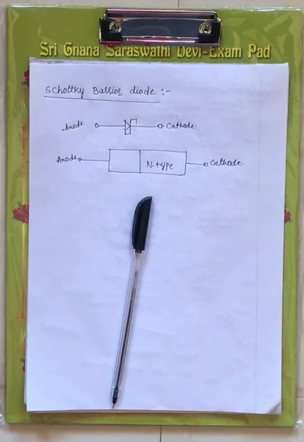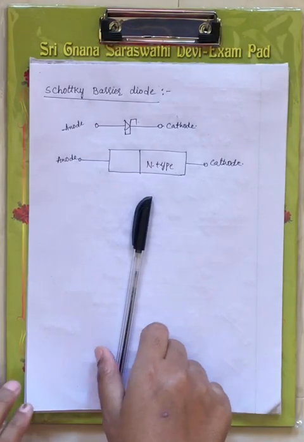Now coming to the next topic, that is the Schottky barrier diode. In the previous lectures we have seen the Gunn diode, the PIN diode, and another one we have seen is the IMPATT diode. And coming to the fourth diode, that is the Schottky barrier diode, which is used at microwave frequency.